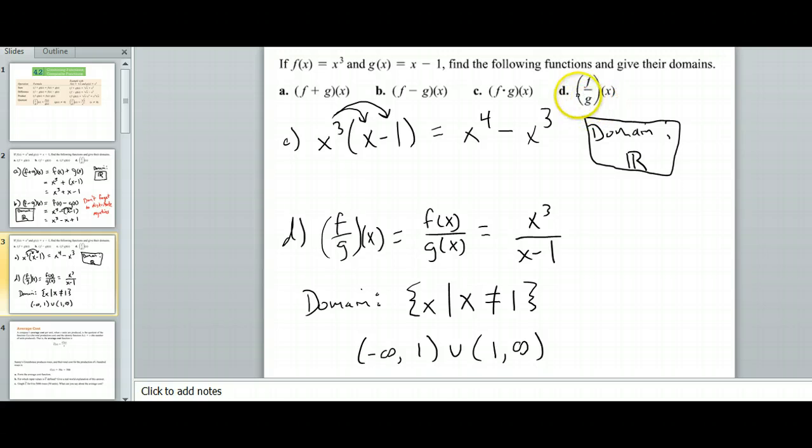But because now this one has division, a lot of times we are going to have a domain restriction on the division of two functions. Right? Otherwise, especially with adding and subtracting, if there's no restrictions to begin with, there's usually not going to be one when we add or subtract.